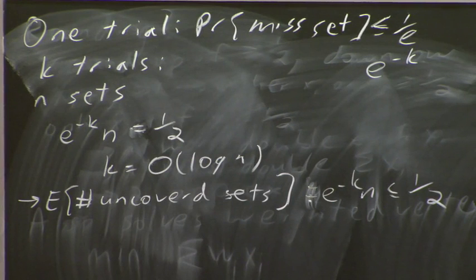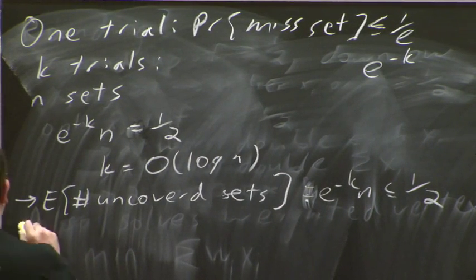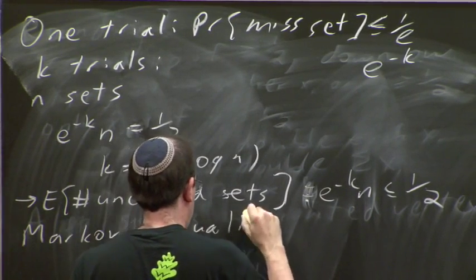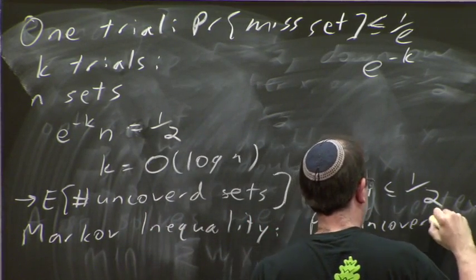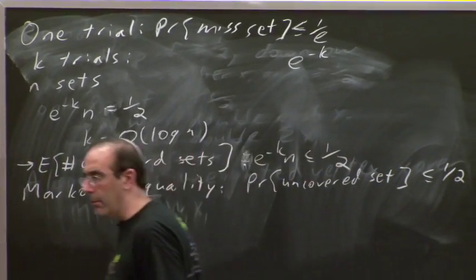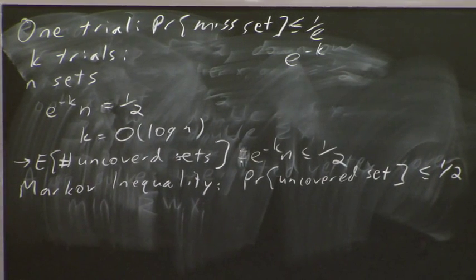So now if we think back to that little dose of probability that we did for perfect hashing, we can now invoke the Markov inequality and conclude the probability that we have an uncovered set is at most a half. So after doing this bunch of trials, we have a 50-50 chance of covering all of the sets. And all we did was flip coins using the fractional variables of the linear program to guide us.